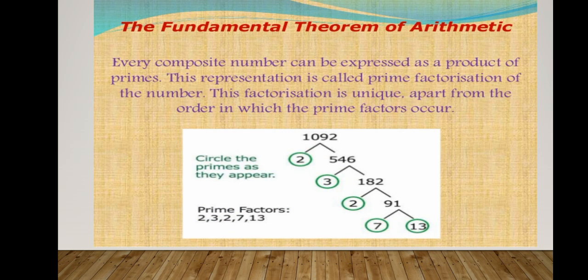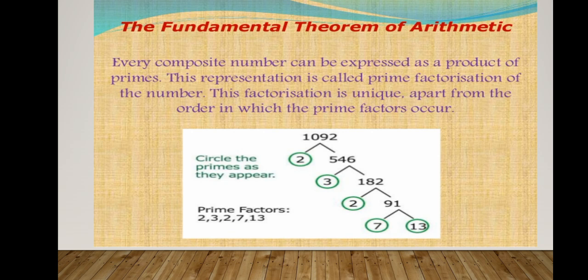The fundamental theorem of arithmetic. Every composite number can be expressed as a product of primes, meaning prime numbers. The representation is called the prime factorization of the number. This factorization is unique apart from the order in which the prime factors occur. This is the fundamental theorem of arithmetic.